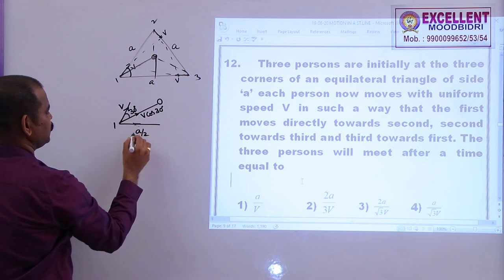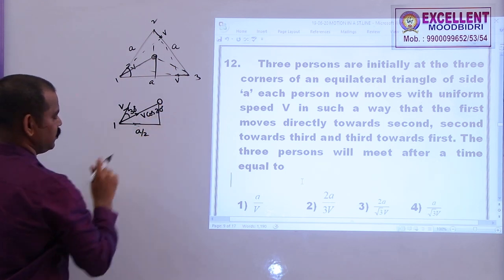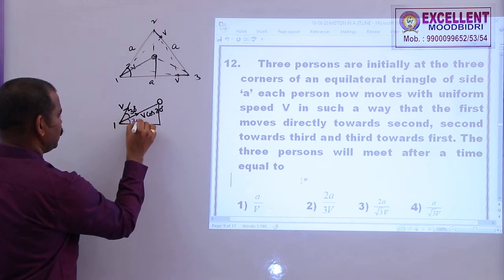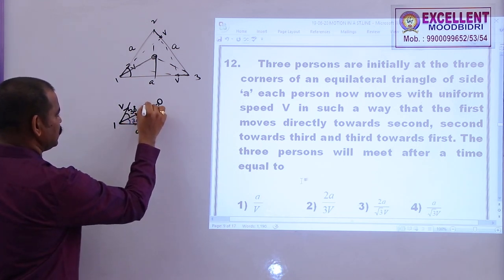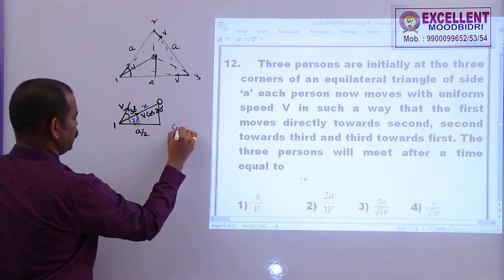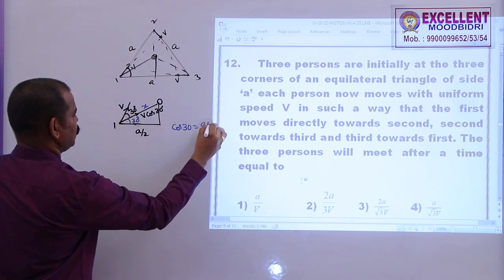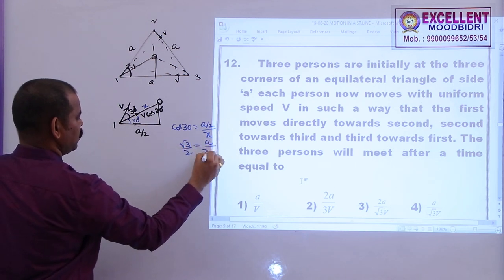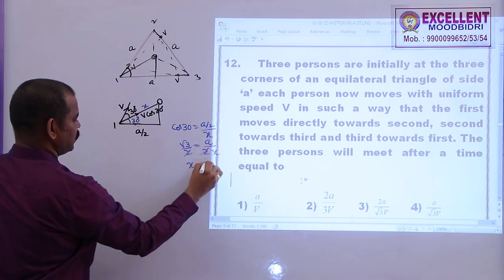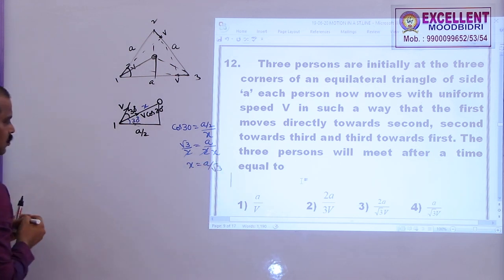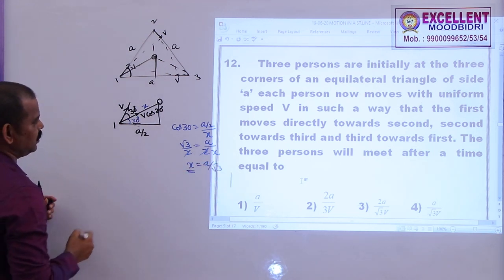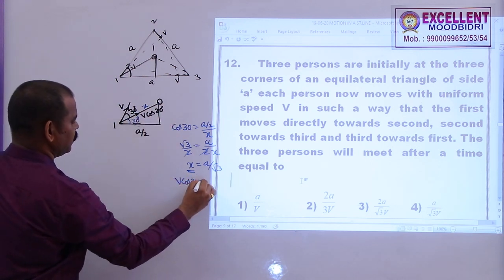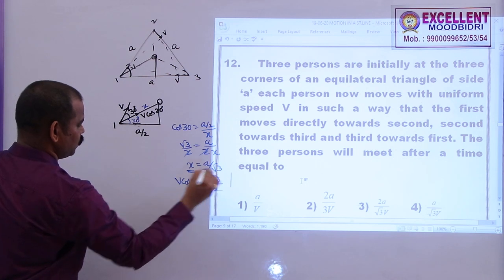Now the displacement here, from here to here, is a by 2. So what is the displacement here? This is also angle 30. Let me take this displacement as x. From this triangle, cos 30 is equal to a by 2 by x. Cos 30 is root 3 by 2, equal to a by 2x, the 2 cancels. x is given by a by root 3. So now I got the displacement, and I know the velocity along this direction, that is v cos 30, which is v root 3 by 2.